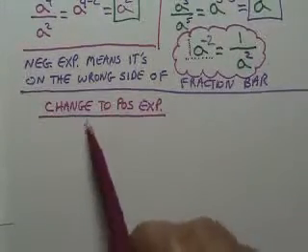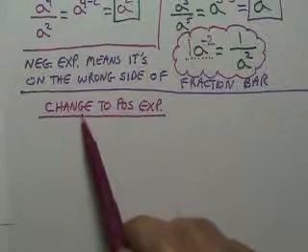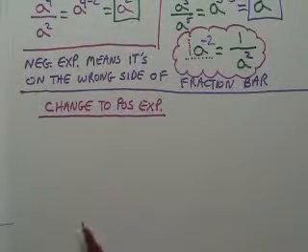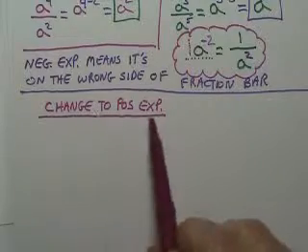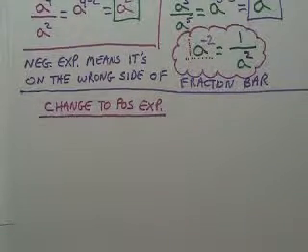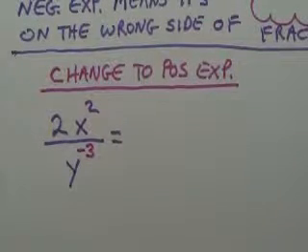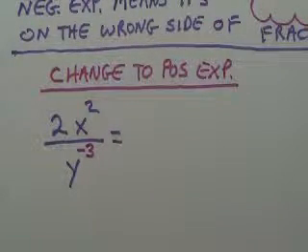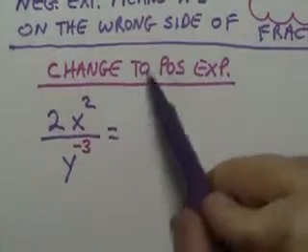Now what we'll do is we'll do 4 examples where we're going to change them to positive exponents. So if there's any negative, change them to a positive exponent. Okay, here's our first example. We want to change it so it's positive exponents.